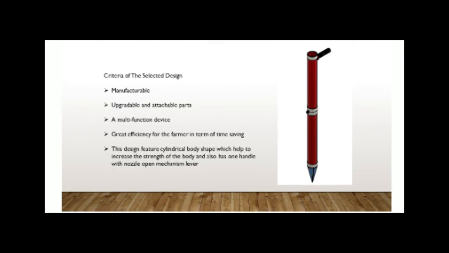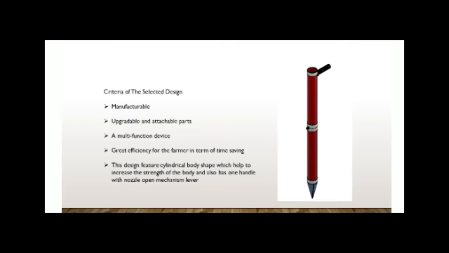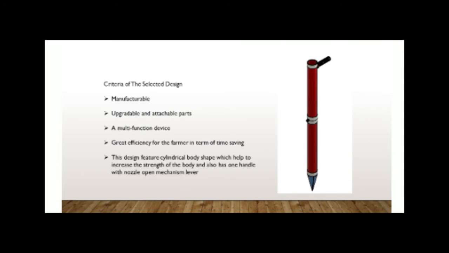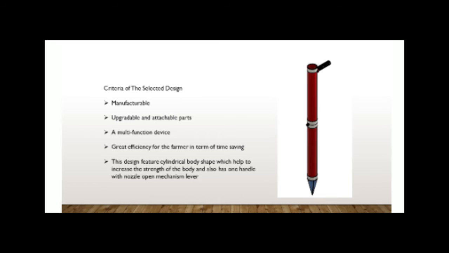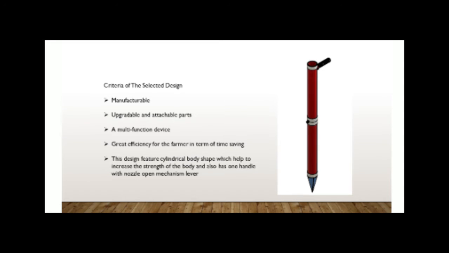The criteria for the selected design. After discussion of the product list, the group members and supervisor have agreed to choose the multi-function planting device. On the advice and consultation of the supervisor, this product is achievable and can be manufactured by this group, as all the components of the device can be fabricated.